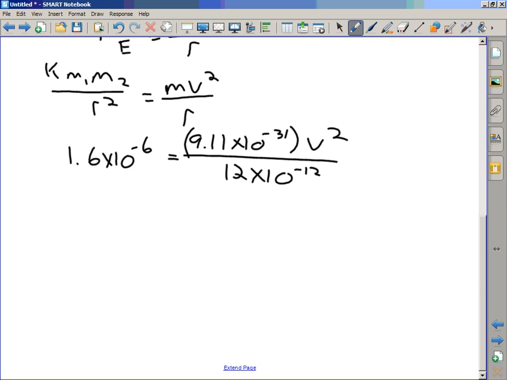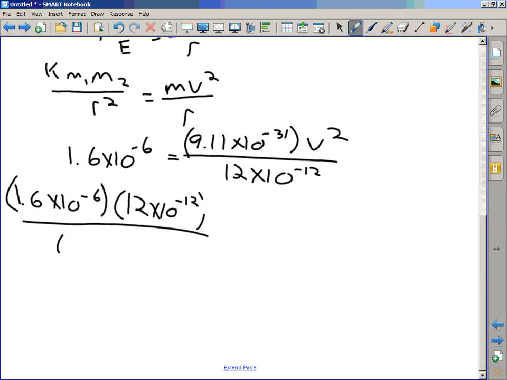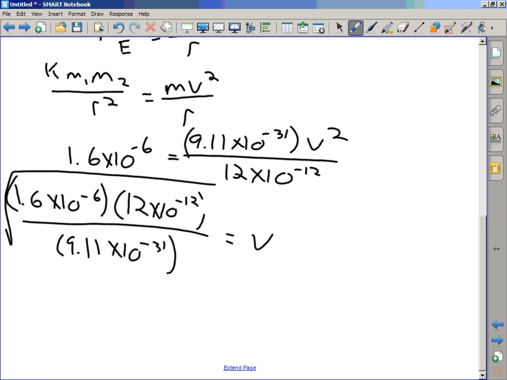So multiplying over, now it's just working algebra. 1.6 times 10 to the negative 6th times my 12 times 10 to the negative 12th equals, let's just go ahead and divide that other guy, 9.11 times 10 to the negative 31st. And you're going to want to square root that entire thing. Solve over v, so I just worked all of the algebra there at one fell swoop. I multiplied my 12 times 10 to the negative 12th over. Then I divided my 9.11 times 10 to the negative 31st. And then I just square root it because the velocity is squared.